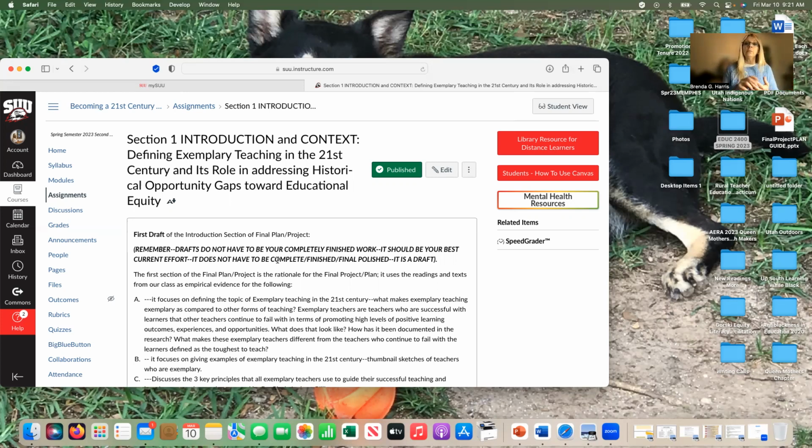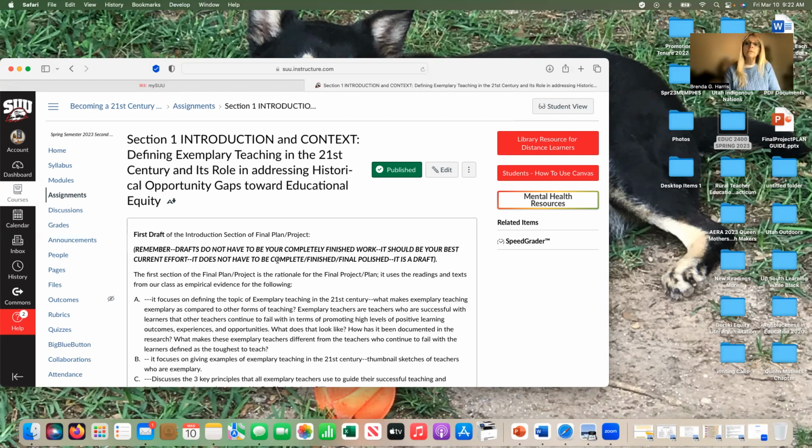There's particular principles that have to be manifested and evidenced in the teaching and learning approach to be defined as exemplary. And again, exemplary is when the teacher is successful with learners that have historically been underserved and other teachers continue to fail with that individual or that group.